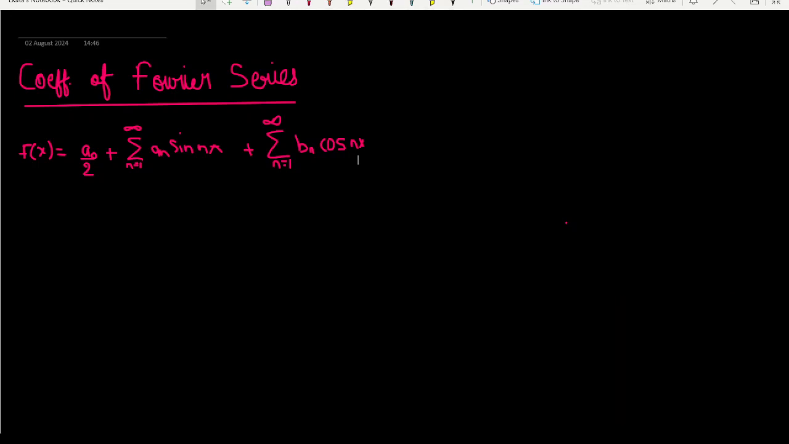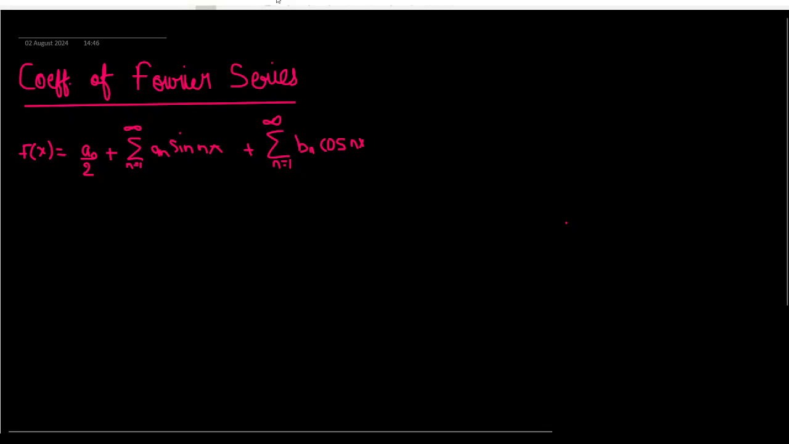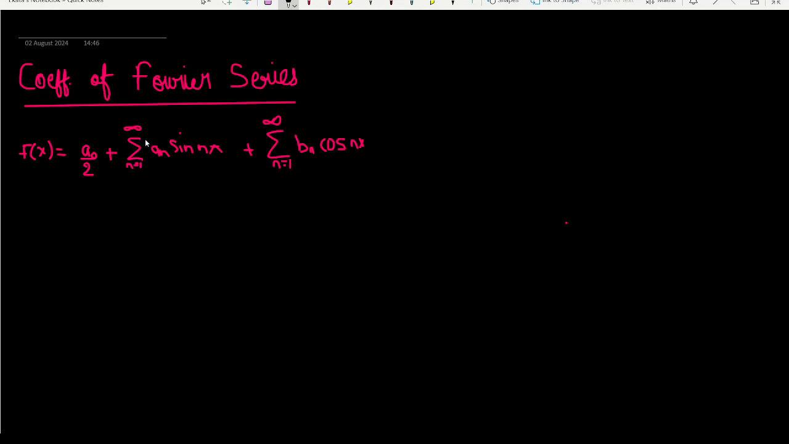Here I have written the formula of the Fourier series, and now we are going to calculate the coefficients an and bn. These two coefficients are very important, and that's why we have to calculate them. Suppose I put n equal to 1, it becomes sine 1x, but the coefficient tells what the amplitude of that particular sine wave should be.